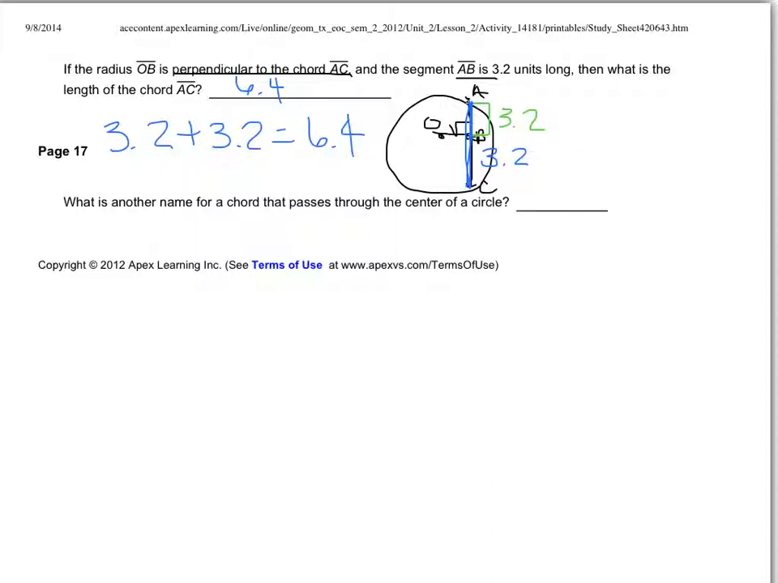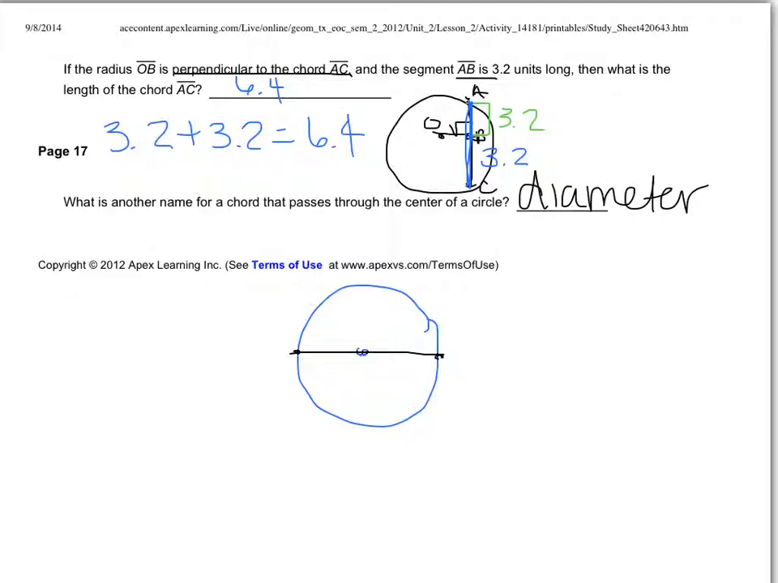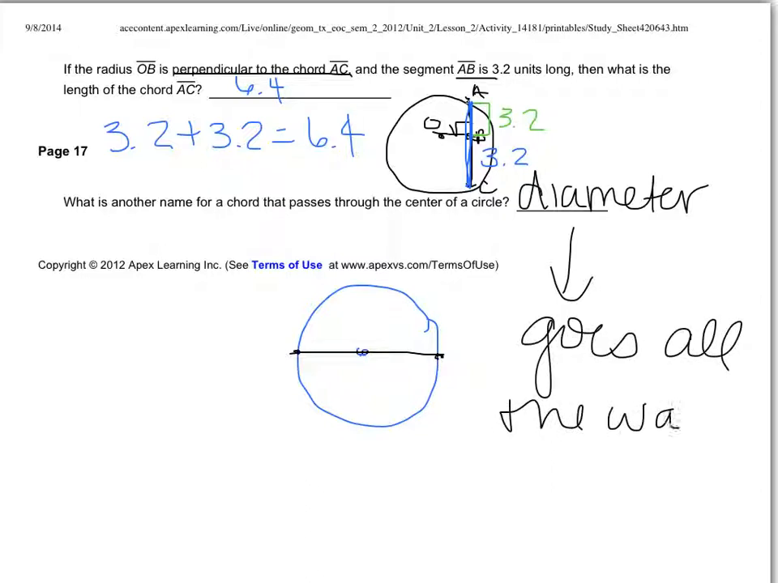The last question says, what is another name for a chord that passes through the center of a circle? So if I have a circle, here's my center. If a chord goes from one side to the other and passes through the center, that particular chord is called the diameter. The diameter goes all the way across. We talked about that a little bit in the last section.